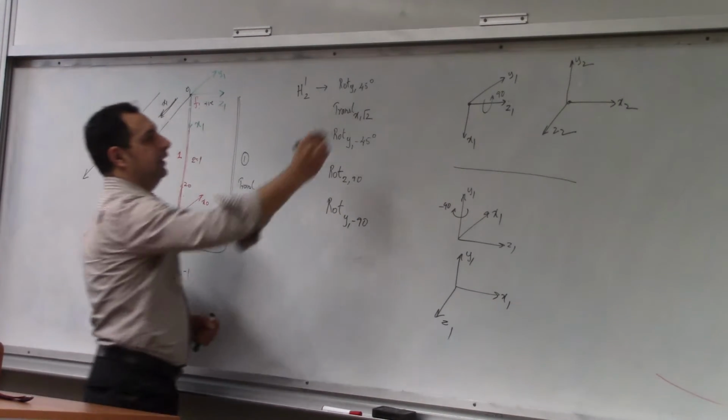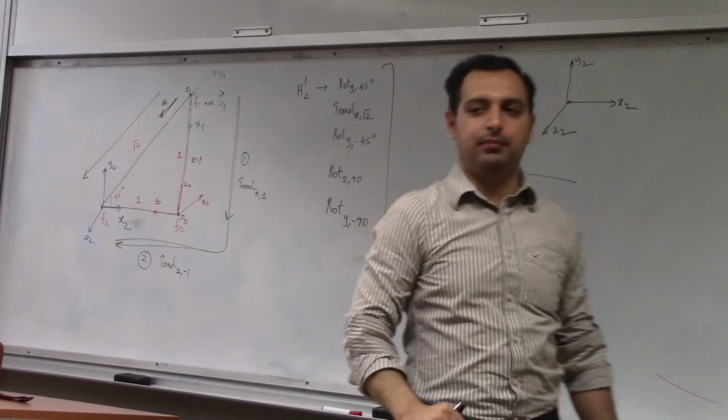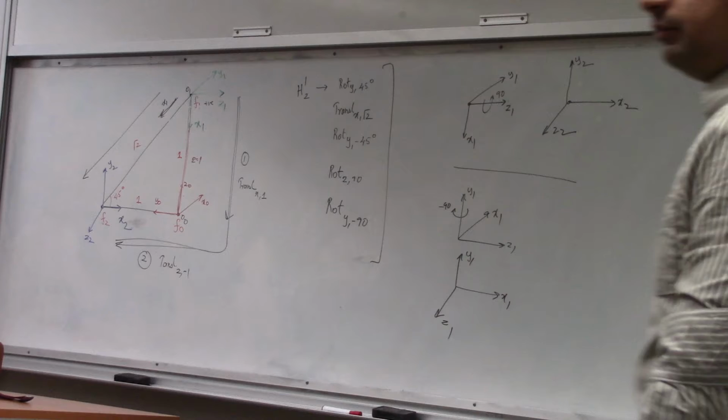So when you multiply these, you should come up with the same matrix that we came up with last time. H12 should be the same.